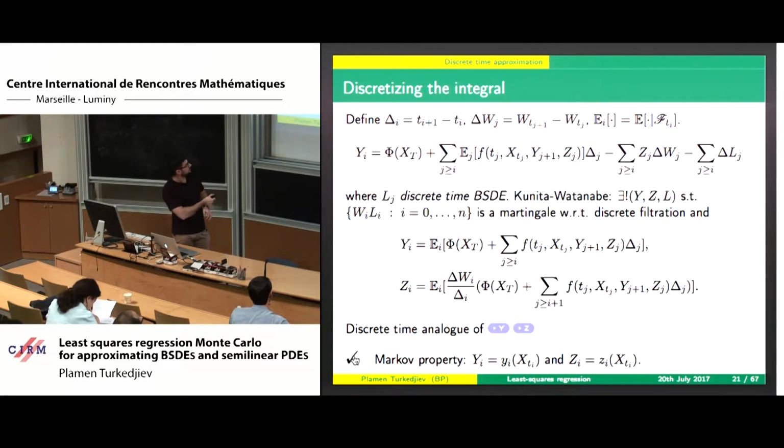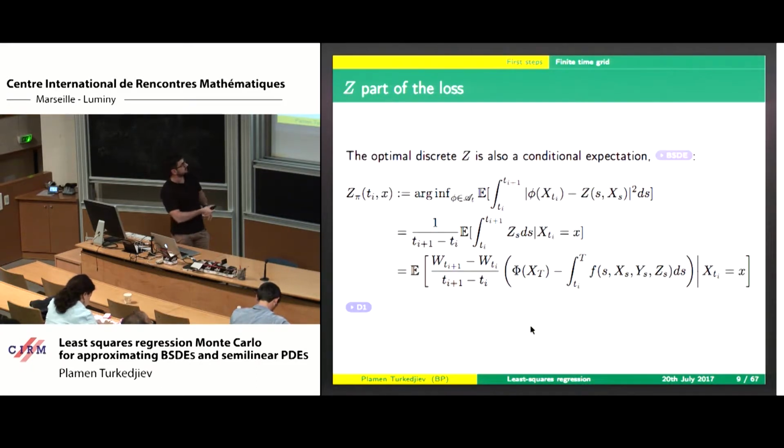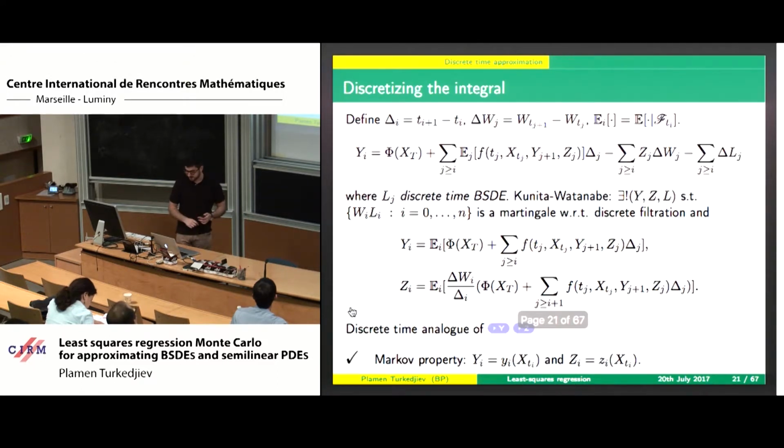And this one is an analog for the conditional expectation expression we had for Z. This one here. Okay? So in a way, we're back to where we started. We've just discretized everything, and we're one step closer to having a fully implementable scheme.